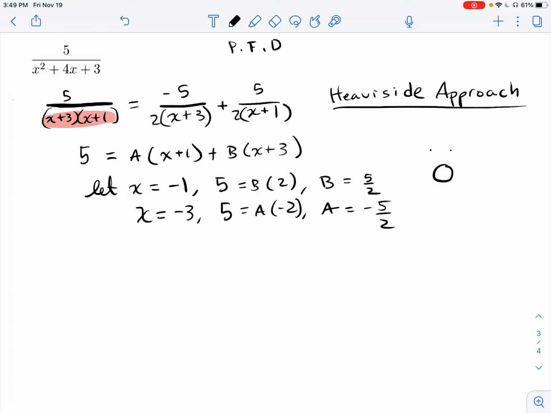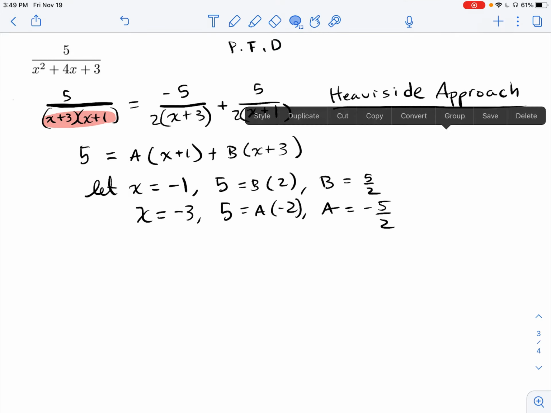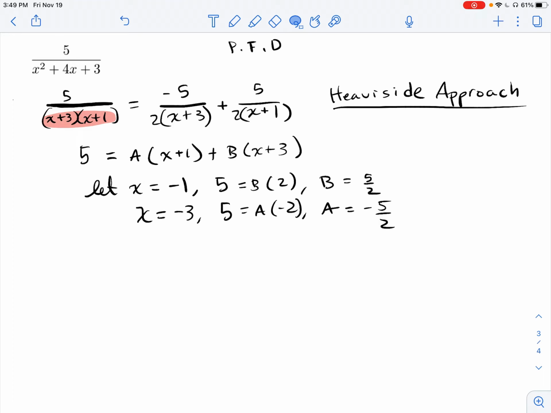I know, amazing, right? So this Heaviside method actually saves us quite a bit of time and allows us to figure out the partial fractions a lot more easily. Now, Oliver Heaviside's approach does have its limitations. It doesn't work when the degree of the numerator is greater than the degree of the denominator, or even when the degrees are the same. It also doesn't work when we have repeated linear factors or even quadratic factors.